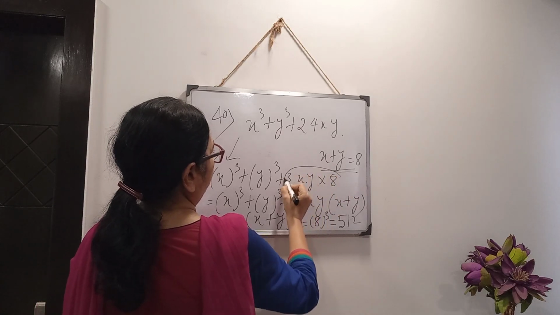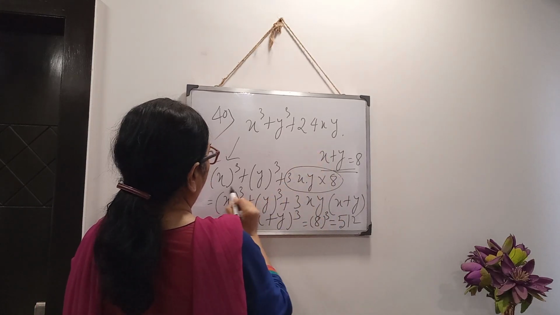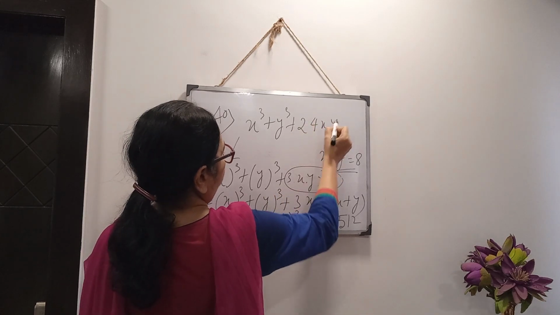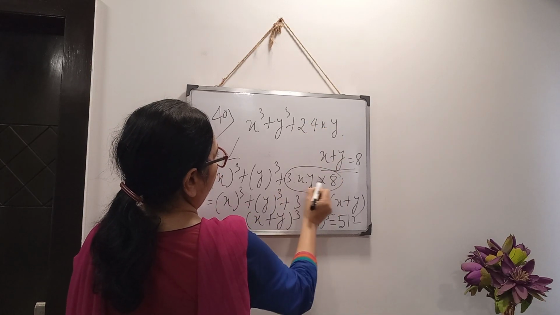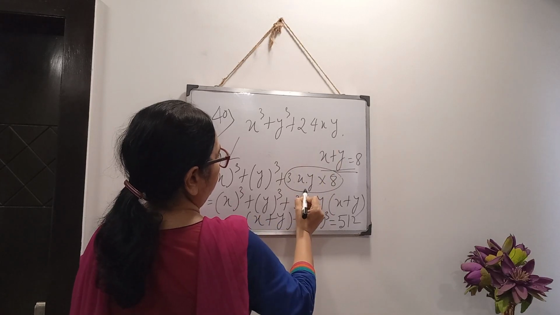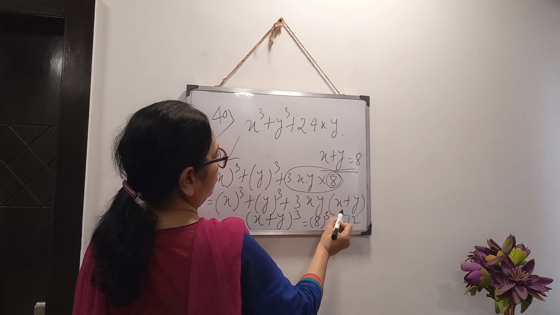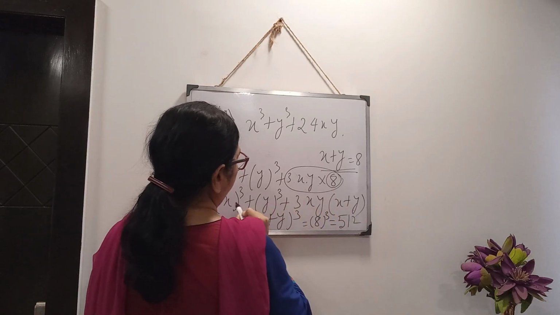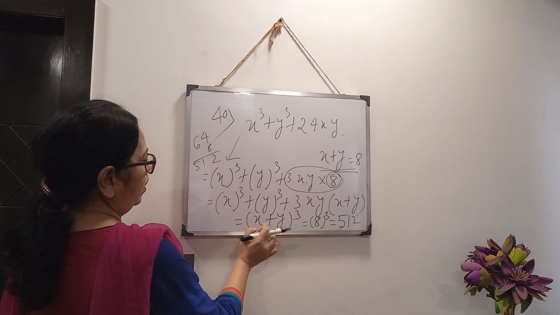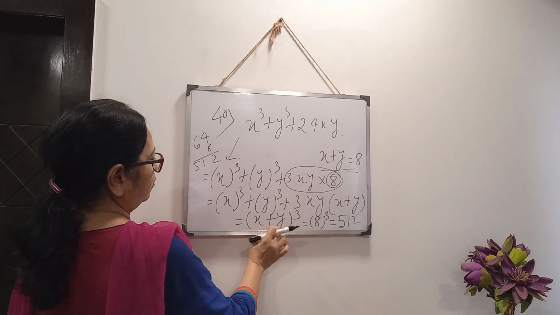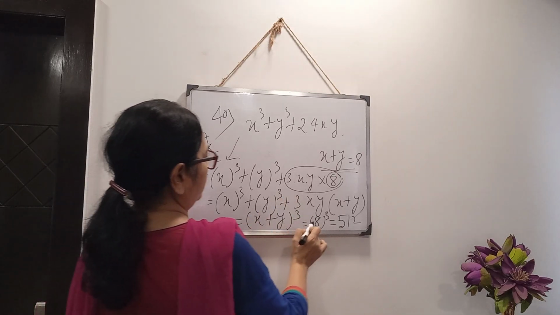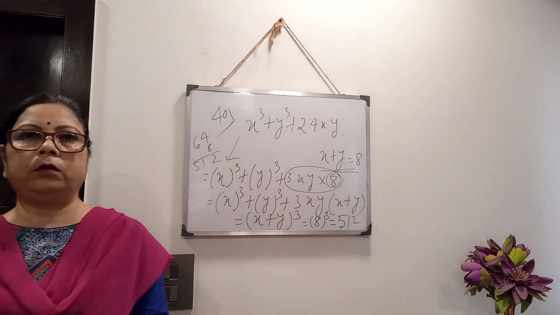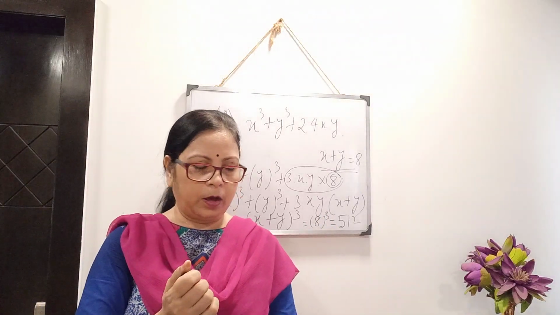You have to keep it in mind. 3xy, a cube plus b cube plus 3ab into, there was 24, that's why into 8. So 8 3s are 24xy. Now next step, in place of 8 I have put x plus y. Now this whole expression is coming in that form, a plus b whole cube, that means x plus y whole cube. Now x plus y is 8, I have put this value over here. Now it is 512. Clear?